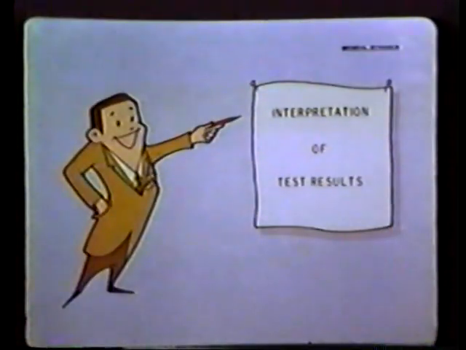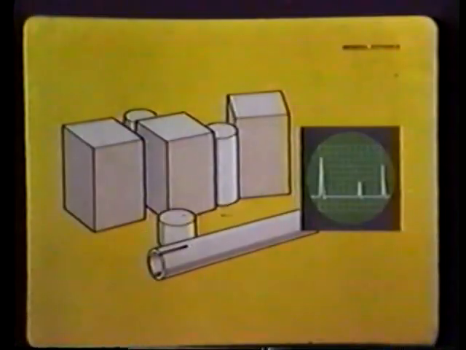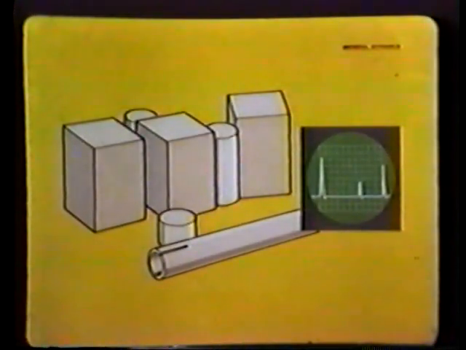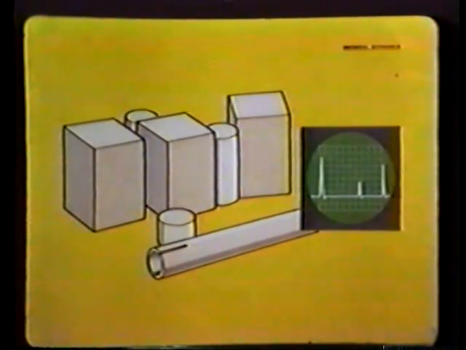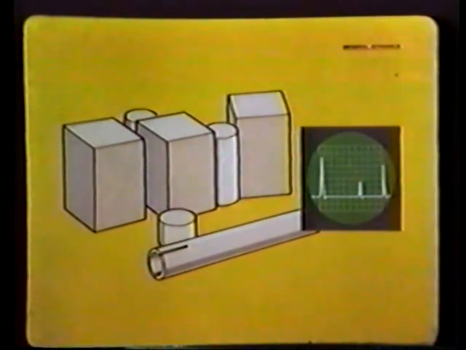Now for the interpretation of test results. You learned in Part 6 that discontinuity indications are compared to those obtained from reference standards. And these comparisons are quite accurate in evaluating size, shape, discontinuity position. But the CRT display isn't always as easily interpreted as may have been suggested.